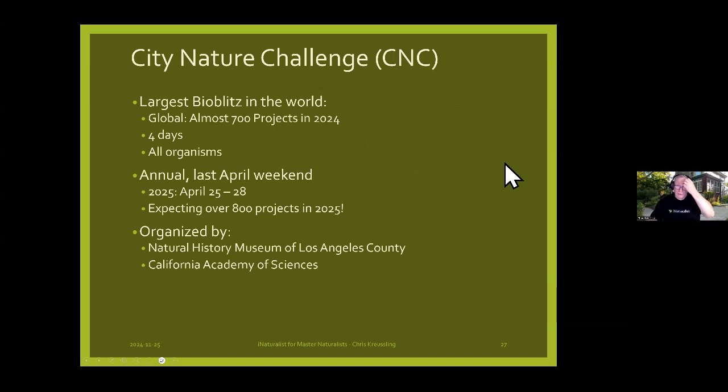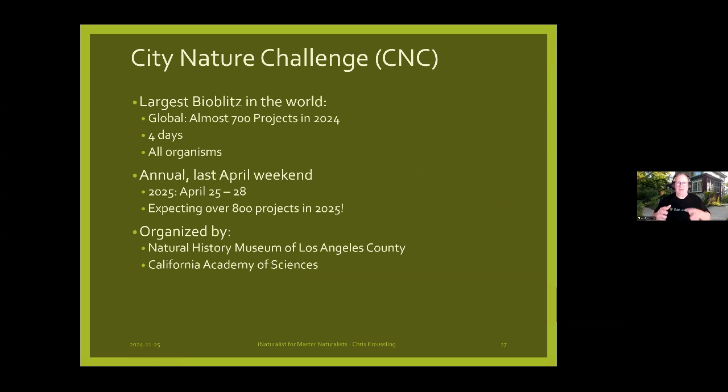There's an upcoming opportunity. Actually, this is an annual opportunity, but we're at the right time of the year to take advantage of it. City Nature Challenge. This is an annual global BioBlitz. It is the largest BioBlitz in the world until somebody gives me evidence that there's one even bigger.